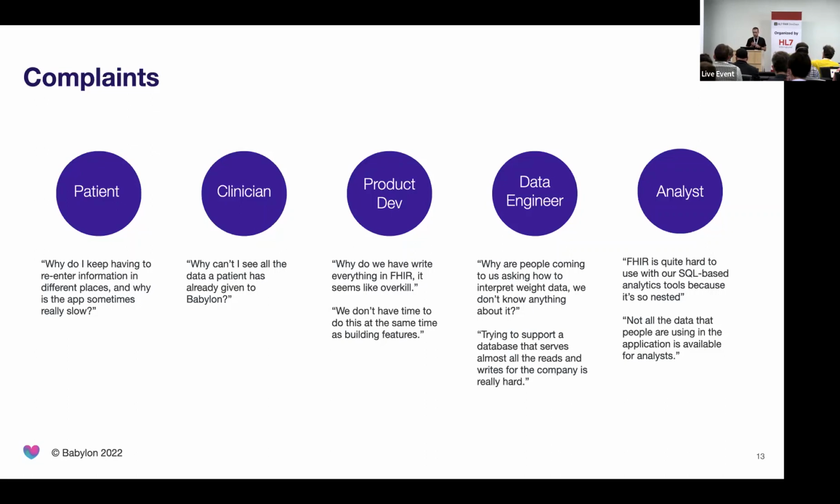Data engineers, having become this kind of bottleneck, were being asked questions about data that they didn't understand. They're data engineers, they don't understand all of the product domains that we have at Babylon. And trying to support a database that serves all the reads and writes of the company is really difficult. And the analysts didn't really ever get used to FHIR either. It's really nested. It wasn't super nice for how they used to do things. And not all the data that ended up in our FHIR server could easily end up in our analytics tooling in a timely fashion.